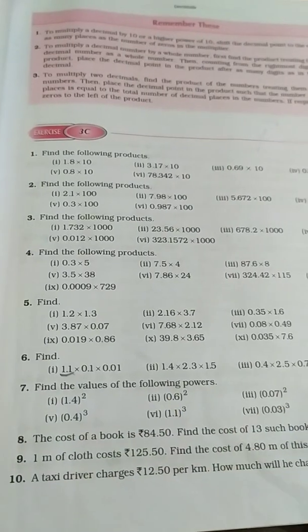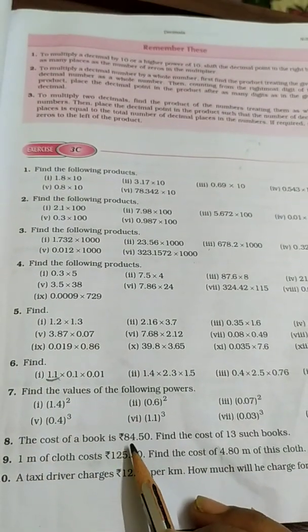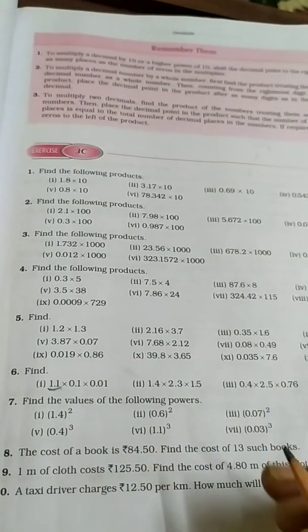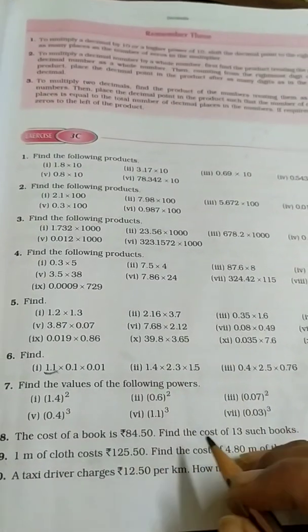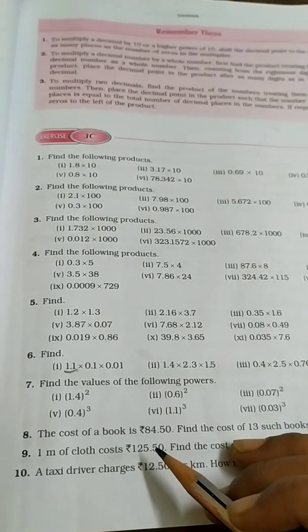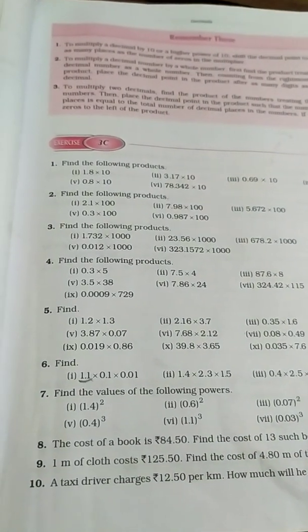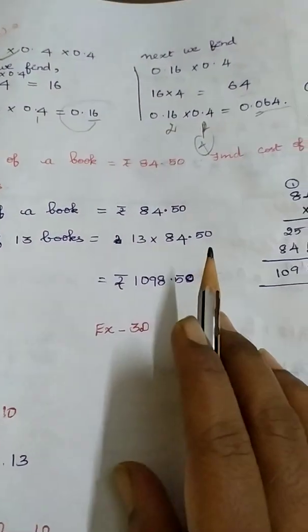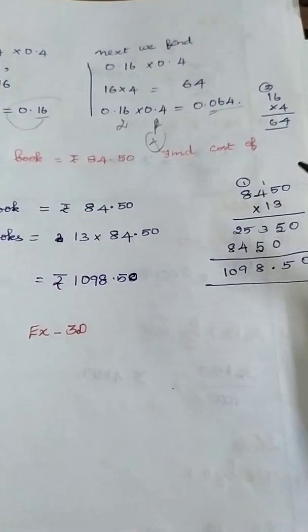Now we are going to learn problem number 8. The cost of a book is 84 rupees 50 paise, 84.50. Find the cost of 13 books. If you know the one book's cost, it's easy to find 13 books' cost. You will be multiplying it by 13. So the cost of 13 books is equal to 13 into 84.50.